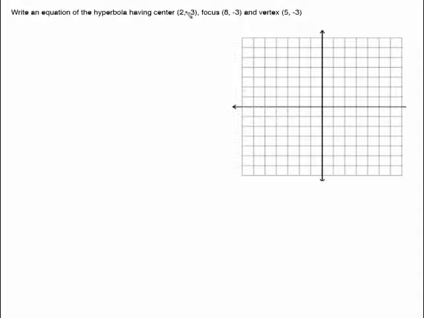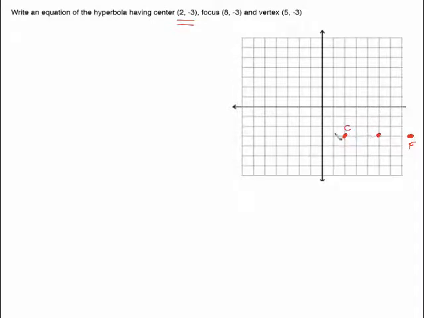Now we have a different center. We have a center of (2, -3), so this makes this just a teeny bit more complicated, but we'll start with the graph. We have a center at (2, -3). There's my center. Focus of (8, -3): 3, 4, 5, 6, 7, going off the graph a little bit, (8, -3). And now let's identify that as a focus. And a vertex of (5, -3): 1, 2, 3, 4, 5, -3.